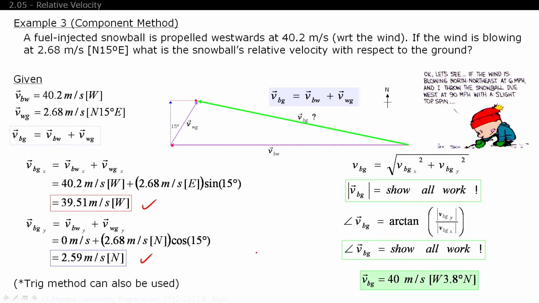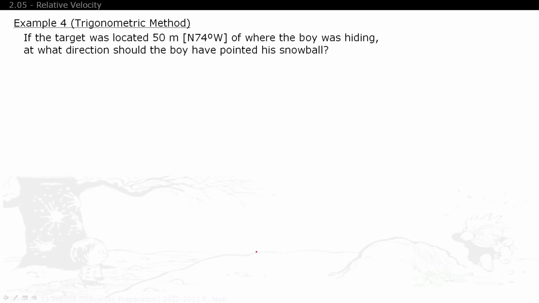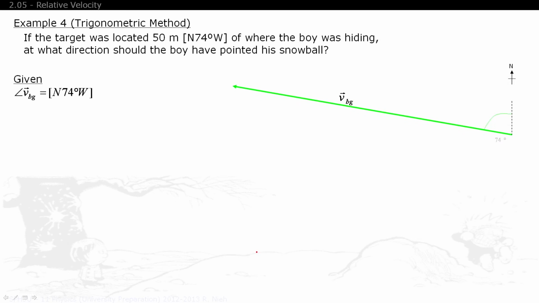Now, the most challenging of problems is the one where you're not given the entire story. You're given pieces of it. For example, let's say a boy decides to throw a snowball and he wants it to reach a destination somewhere towards north 74 degrees west.